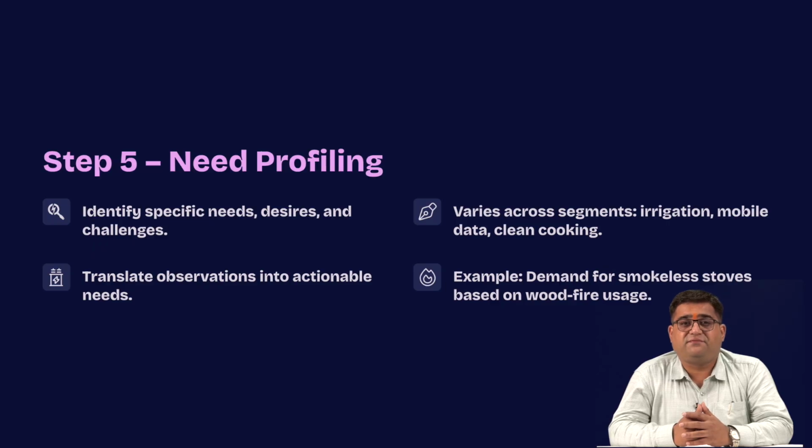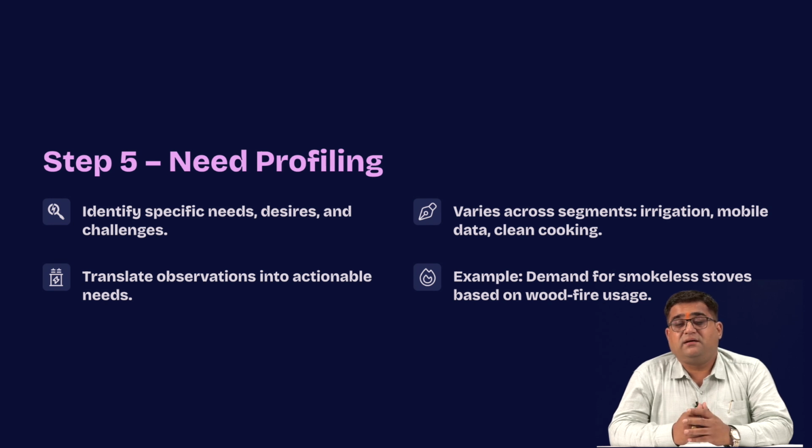Continuing our exploration of the rural marketing model, we arrive at step 5, that is, need profiling. This step works in tandem with consumer profiling but focuses specifically on identifying, defining, and understanding the distinct needs, wants, and pain points of rural consumers. It's crucial to recognize that rural needs can be significantly different from urban ones, and even within the various rural segments, these needs will vary.